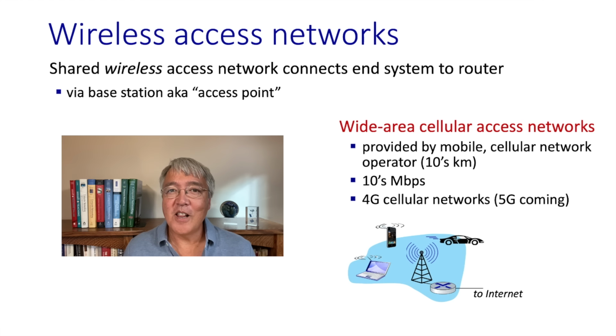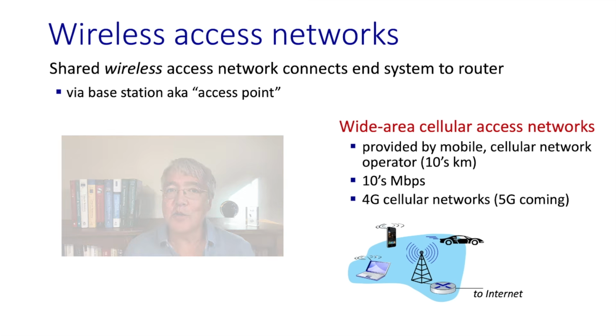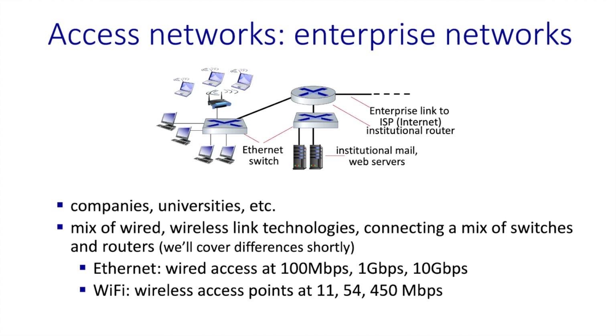The second broad class of networks are the 3G, 4G, and soon 5G cellular networks. These networks are operated by the mobile cellular operators, and they tend to have a transmission distance measured in the tens of kilometers. And they can have transmission rates anywhere from 1 to 10 to multiple tens of megabits per second per user.